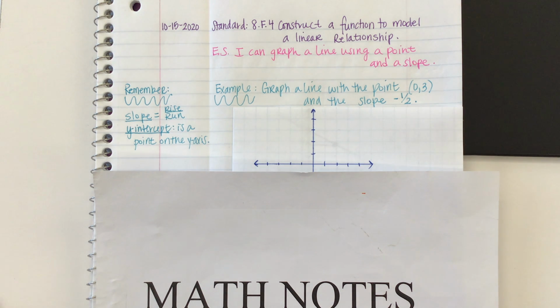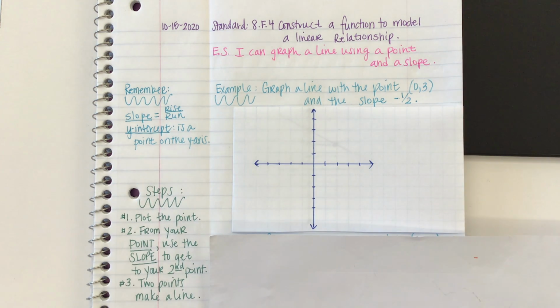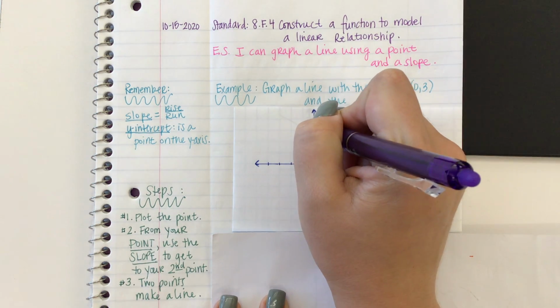Our first example is, graph a line with the point (0, 3) and the slope -1/2. So here on the left-hand side, I did write down the steps or some hints to do this problem. The first step is to plot the point. The point we are given is (0, 3). So on my coordinate plane, I'm going to plot (0, 3). (0, 3) is right over here.